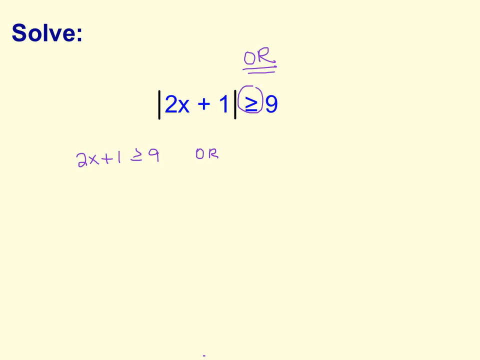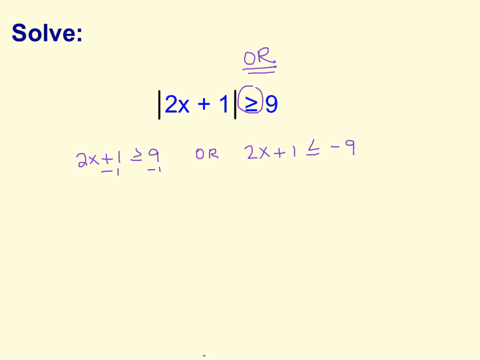Or, now that 2x plus 1 stays the same, but now I need to switch these. I need it to become a less than or equal to a negative 9. Remember, or shades to the right and to the left. This side takes care of shading to the right, a greater than 9 on a number line. This gets us to shade to the left, less than or equal to negative 9. All right, and then we just solve each one.